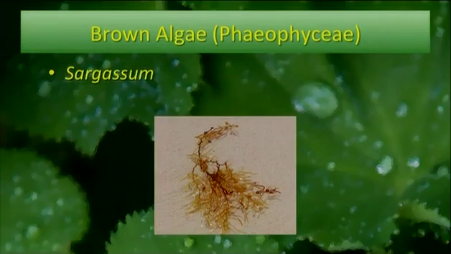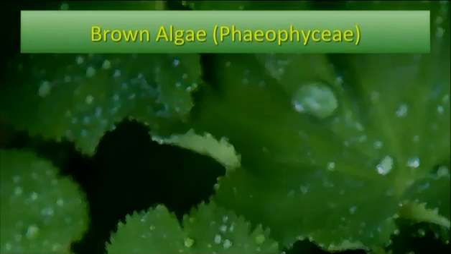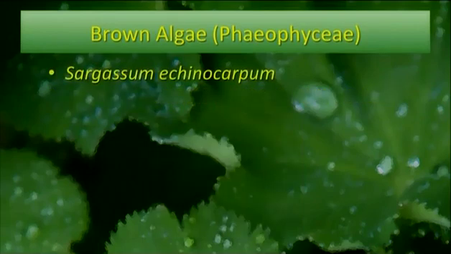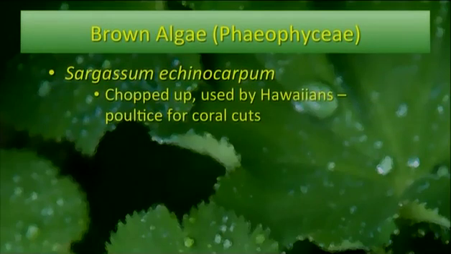Now one that we're familiar with here in Hawaii is sargassum. Okay, I think it's Sargassum echinocarpum. And the Sargasso Sea in the Caribbean gets its name from floating seaweeds. Okay. So Sargassum echinocarpum, okay. Chopped up was used by Hawaiians as a poultice for cuts from coral.